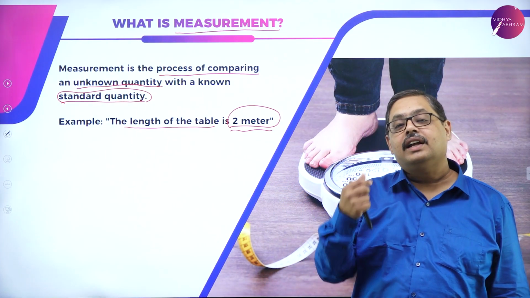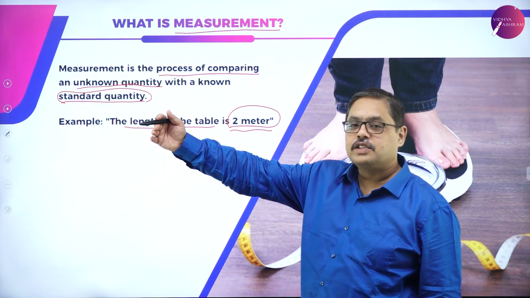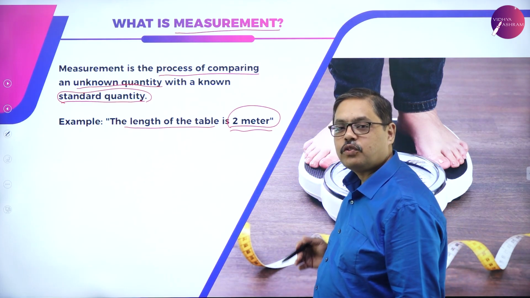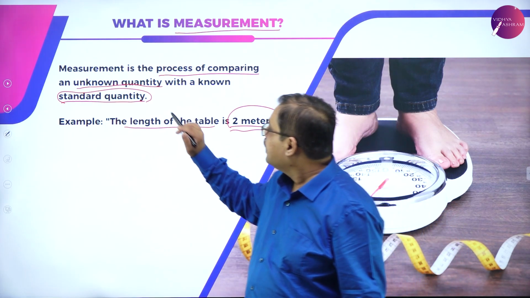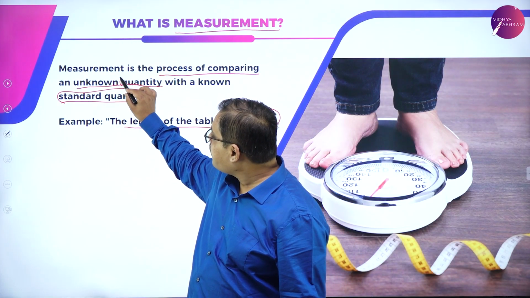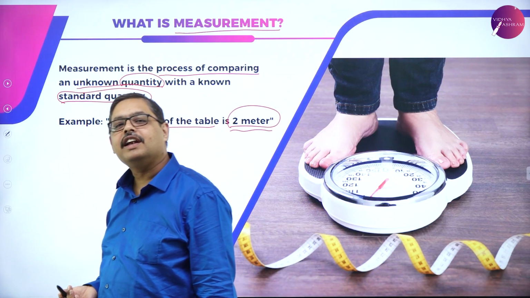I can count the time. I can measure the time taken by one person to cover a distance of so many meters or kilometers, and so on and so forth. But here you have to understand one more important part. I say that I am comparing an unknown quantity. So what is this quantity?